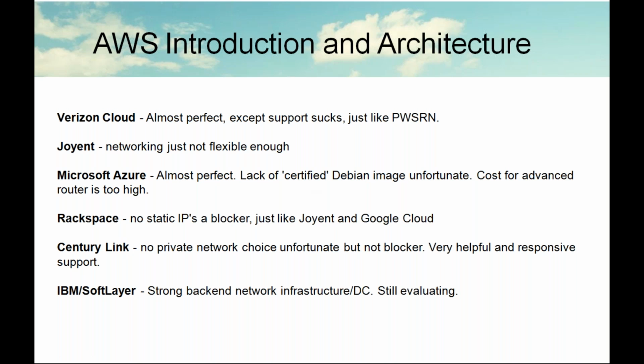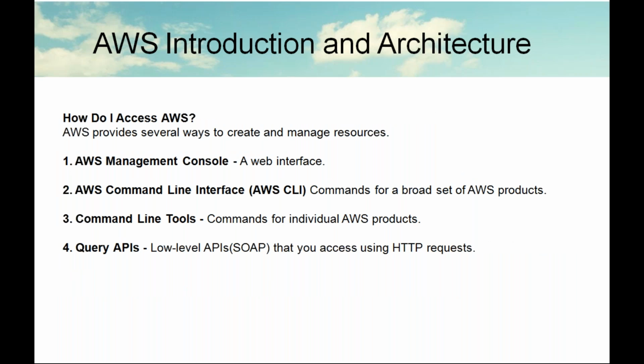These are the cloud vendors: Verizon Cloud, Joyent, Microsoft Azure, Rackspace, CenturyLink. Now Google Cloud is also there. So how do you access AWS? Through the AWS Management Console, a web interface. We have to create an account there. And the AWS command line interface: you have to download the CLI for managing the AWS products. Command line tools we have to install, and somebody can also develop their own application interfaces to log into AWS.